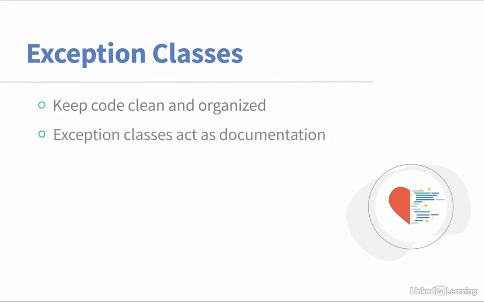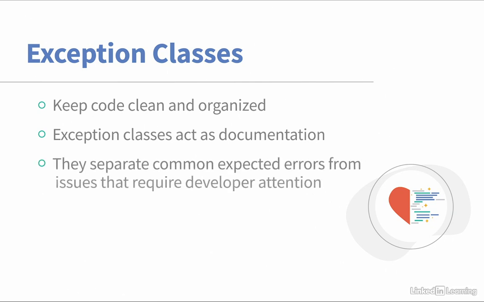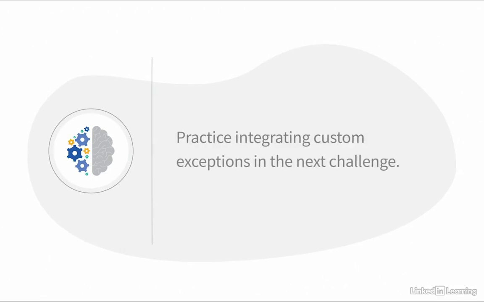These classes act as documentation for all the problems that could happen, what caused them, what the solutions are, and they also separate common expected errors from something perhaps really bad that requires developer attention. And if you head over to the next challenge, we're going to put this all into practice by integrating some custom exceptions into the Scribe project.